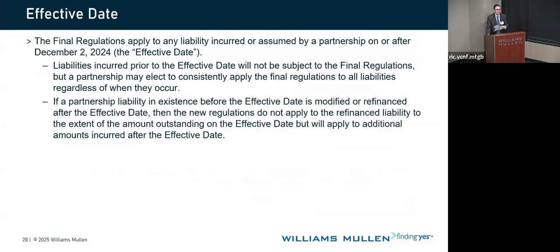So probably the most important part, and this is kind of interesting, is the effective date here. Like I said, I think a big reason why this wasn't reproposed is the more reasonable, lax effective date and how it works. So basically the final regulations apply to any liability incurred or assumed by a partnership on or after December 2nd, 2024. However, liabilities incurred prior to the effective date, although not subject to the final regulations, the Treasury Department says a partnership may elect to take past liabilities that are outstanding and apply these rules as long as they do it consistently.